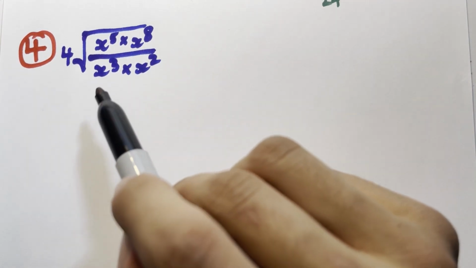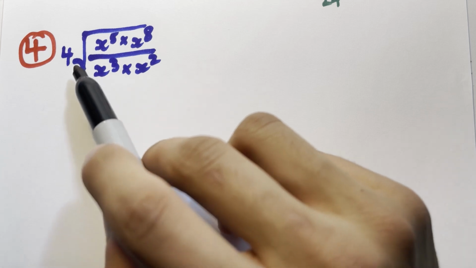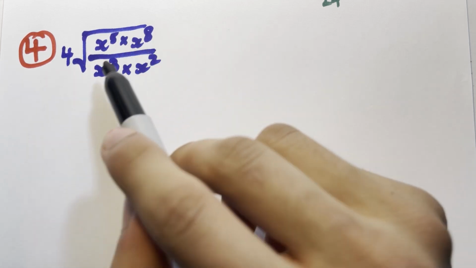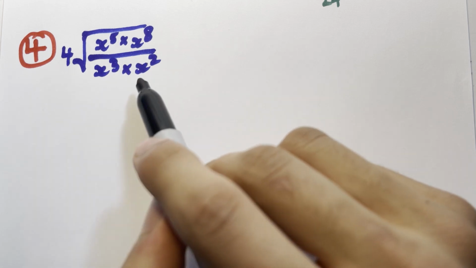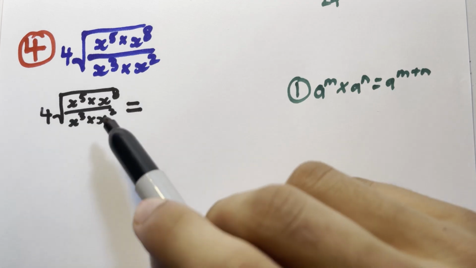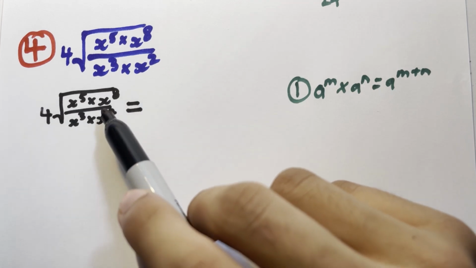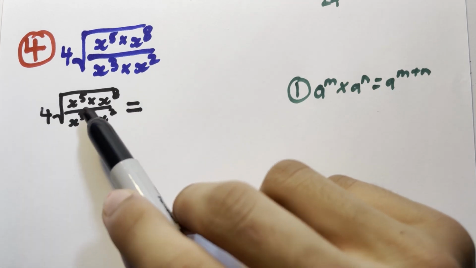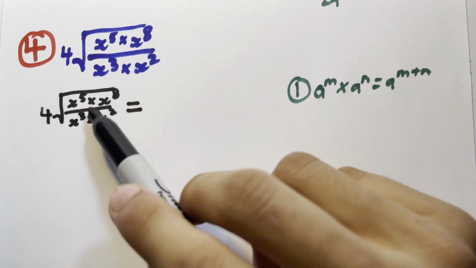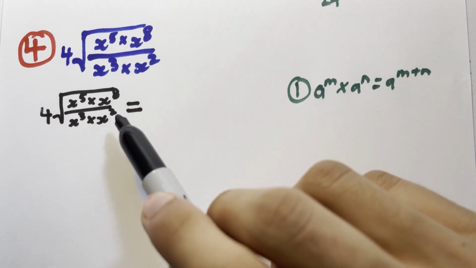In the fourth and final question, we're asked to simplify the fourth root of x to the power of 5 times x to the power of 8 divided by x to the power of 3 times x to the power of 2. Make sure to pause the video and have a go at this problem yourself. In almost any problem, it's usually easiest to simplify the indices as far as you can within the root symbol before applying that root at the end.